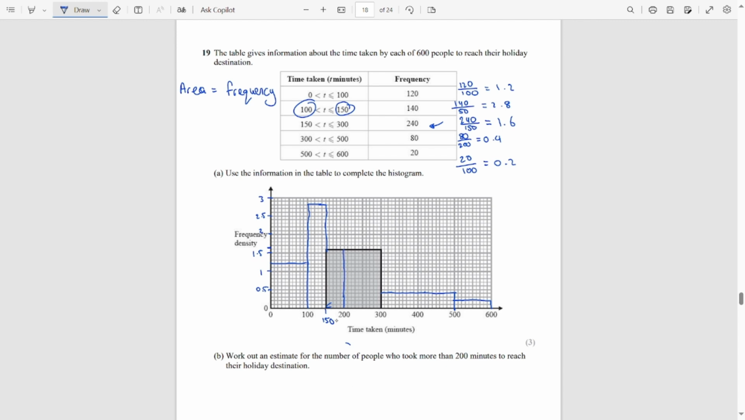And I want the people who took more than 200. So it's going to be all of these people. How many people do we have there? 20. So I'm just taking that from the frequency table. And then all of these people, so there we had 80 people, so let's add those on.